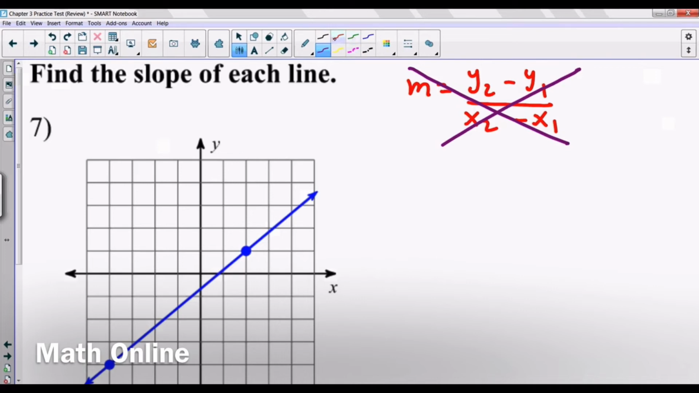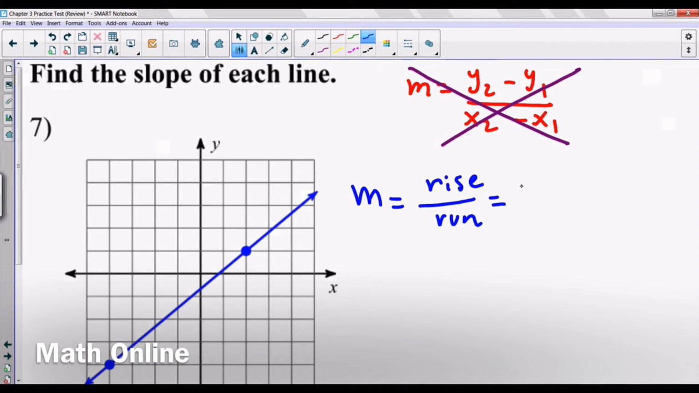Okay, so here we go. We're going to say the following. M, which stands for the slope. Whoops, that does not look like an M. M, which stands for the slope, is equivalent to rise over run, which stands for the change in y over the change in x.